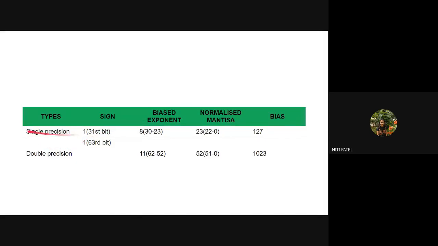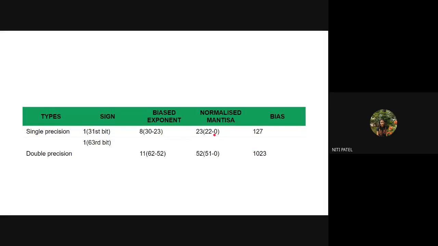If it is single precision, I have 32 bits, out of which 1 bit is for sign, 8 bits are biased exponent, the remaining 23 bits are normalized mantissa, and my biasing value is 127, as I just said. If it is double precision, 1 bit is for sign, 11 bits are for biased exponent, 52 bits are for normalized mantissa, and my biasing value is 1023.